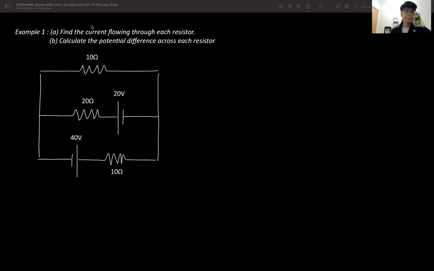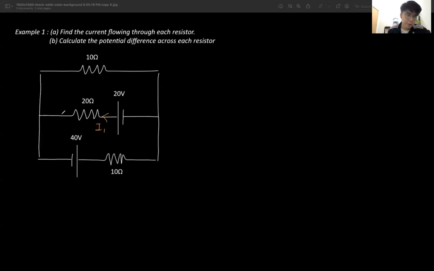Example 1. A, find the current flowing through each resistor, and B, calculate the potential difference across each resistors. Okay, if you look at the circuit, it's considered a complex circuit. Okay, so we don't solve it using the Ohm's law, we solve it using Kirchoff's law. Now, first step, label the current. Okay, now how do I label the current? I can use the battery to help me. Okay, the cell here, negative, positive, so current must be coming out from here.